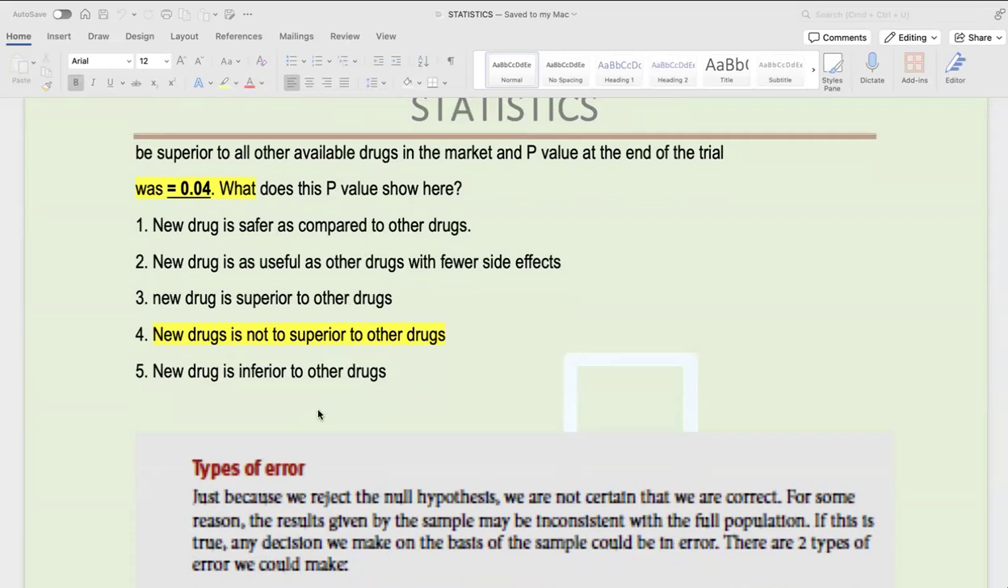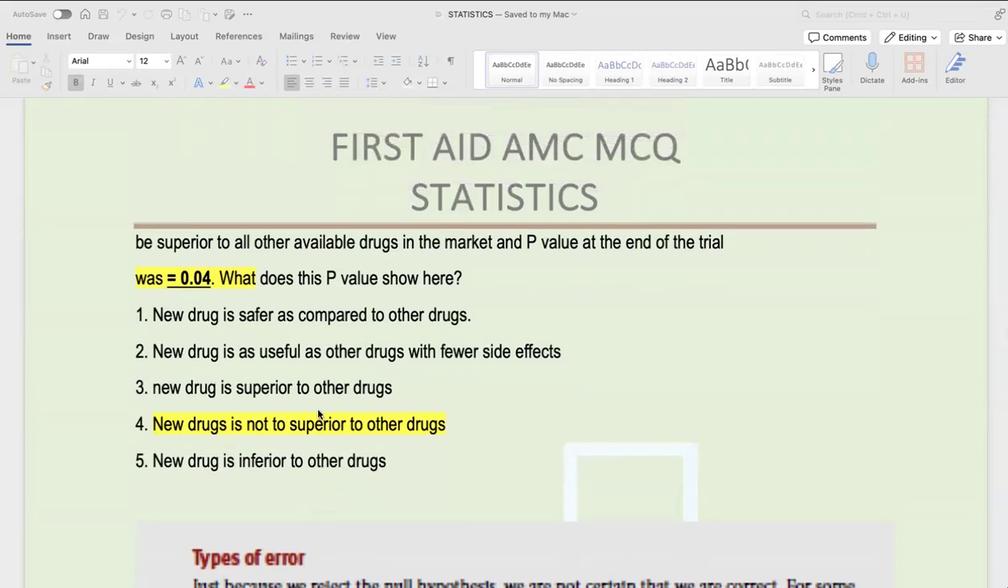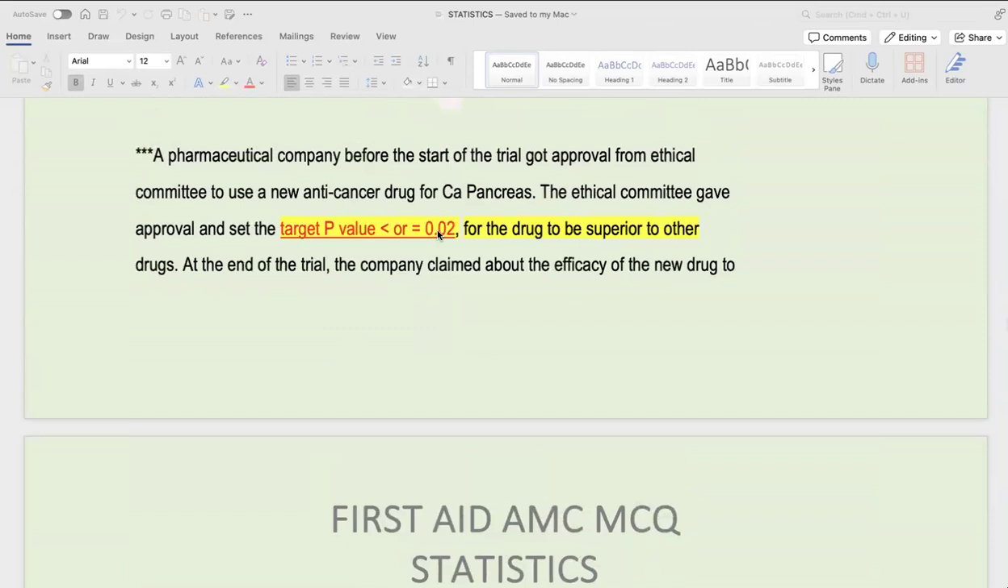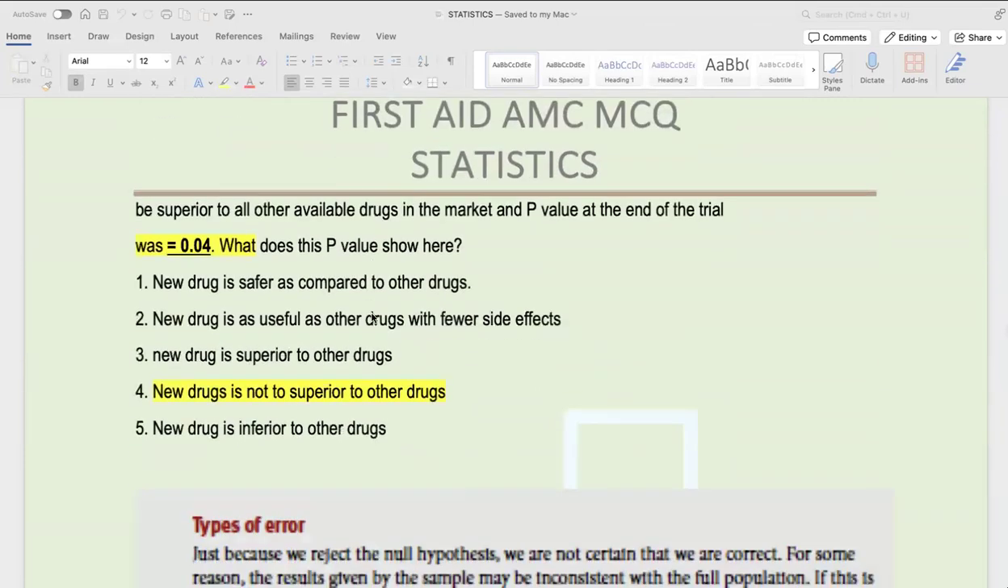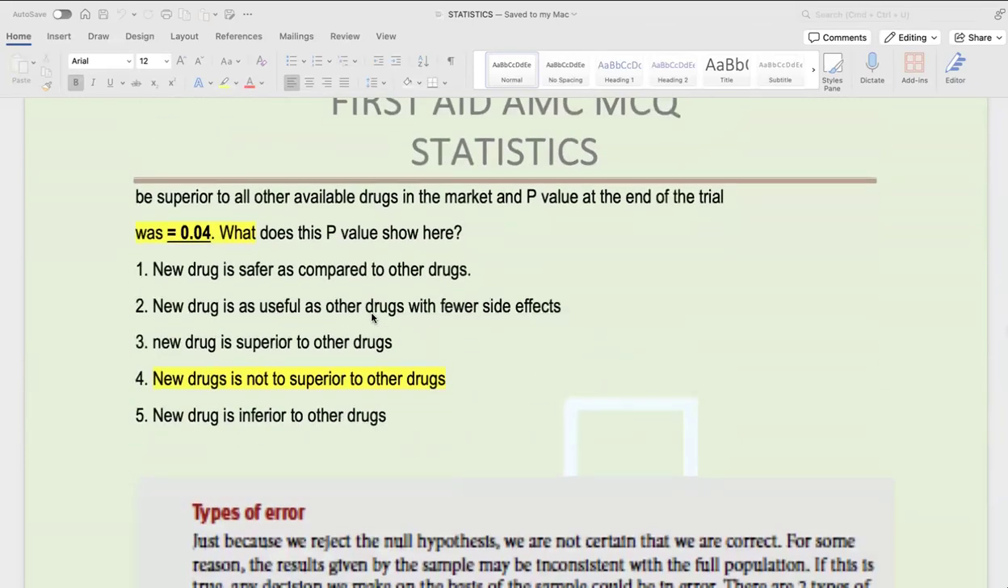less than 0.05. But in this case, it was set as 0.02. Okay, but if it is not set, then 0.05 is the ideal or usual one. But sometimes the ethics committee can set a specific value for the p-value. Okay, so that's about p-value.